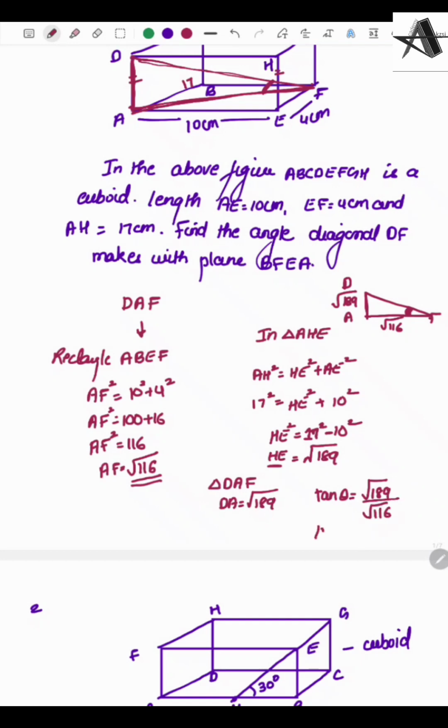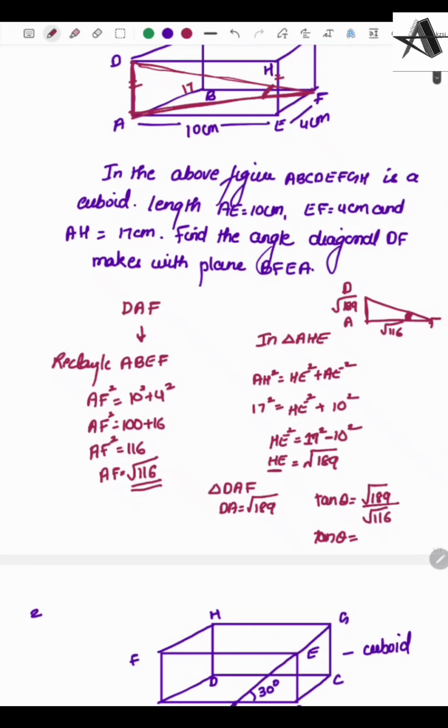So finally tan theta is equal to 1.27. So theta is finally tan inverse 1.27, which will give you the answer as 51.78. So finally, the angle the diagonal DF makes with the plane BFEA is 51.78.